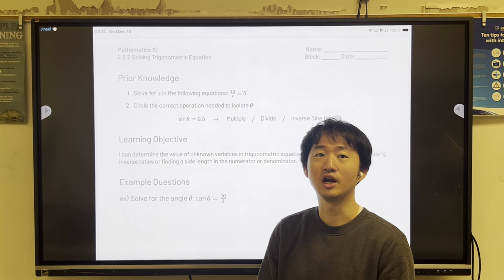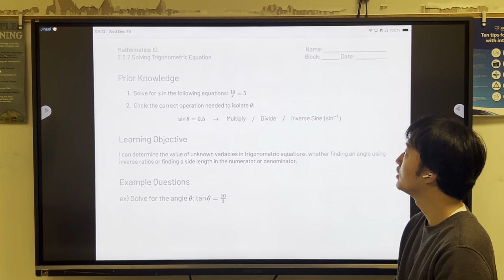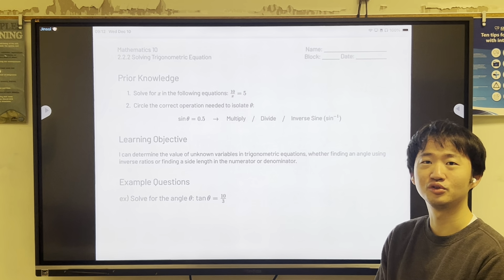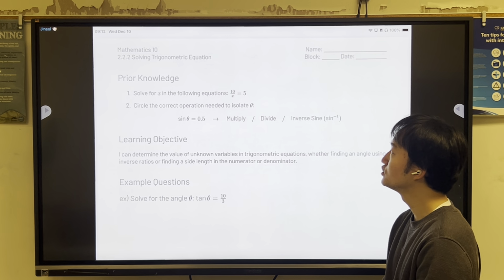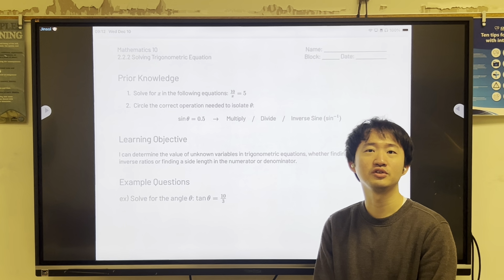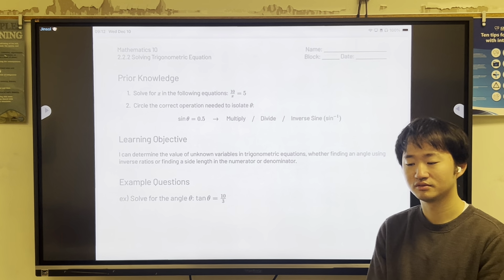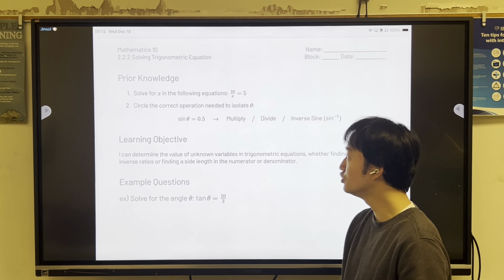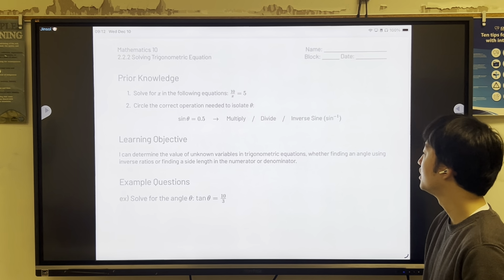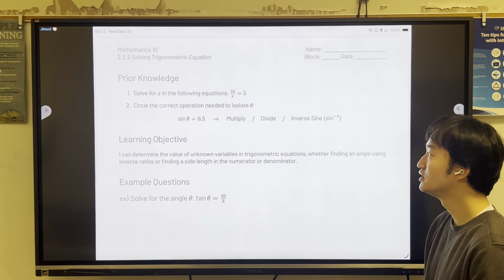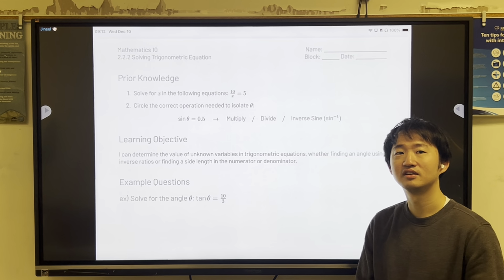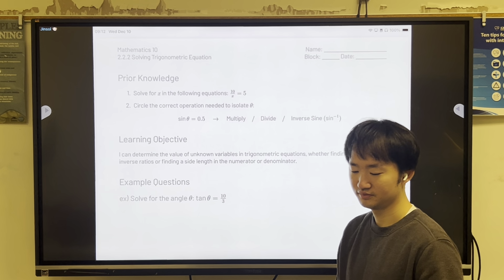Before we start the lesson, there is some prior knowledge that you need to know. One, you need to know how to solve simple equations, one-step or two-step equations. And you also need to know how to undo the trig ratios using the inverse trig ratios. After this lesson, you'll be able to determine the value of unknown variables in trigonometric equations, whether you're finding the angle using the inverse ratios or finding a side length in a fraction.